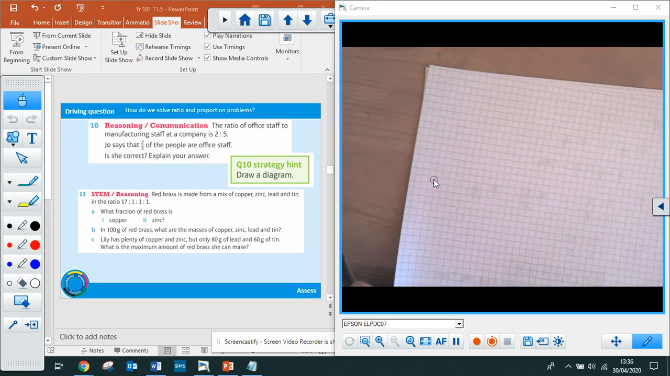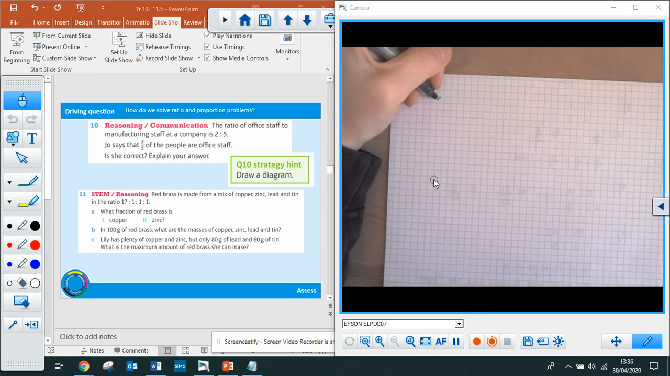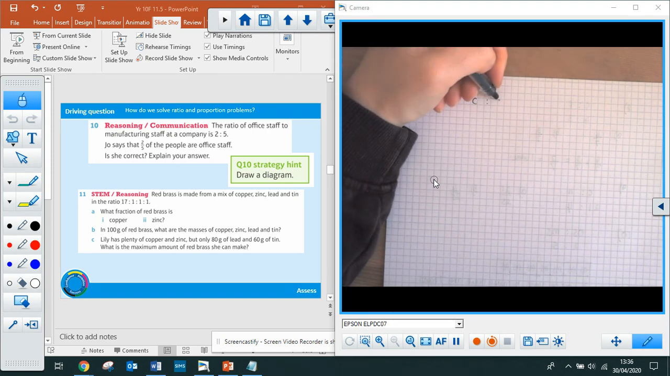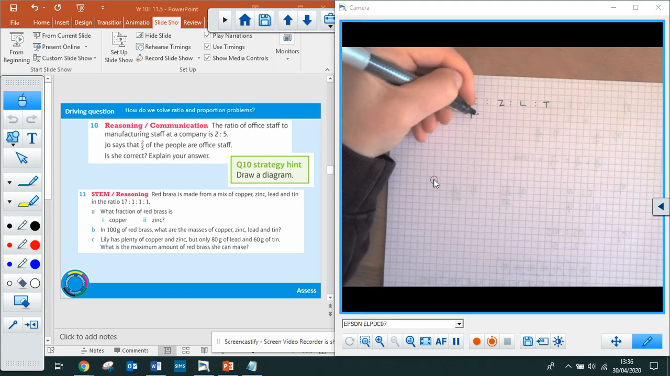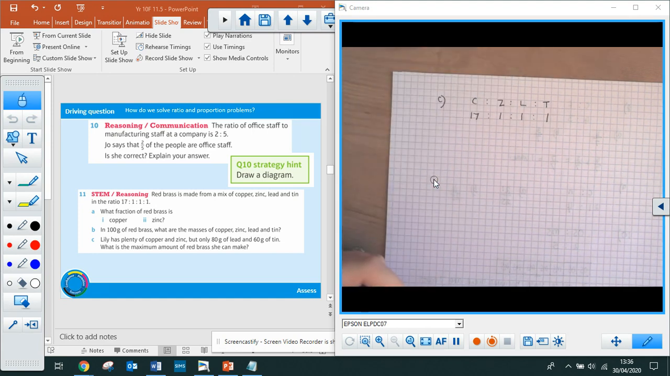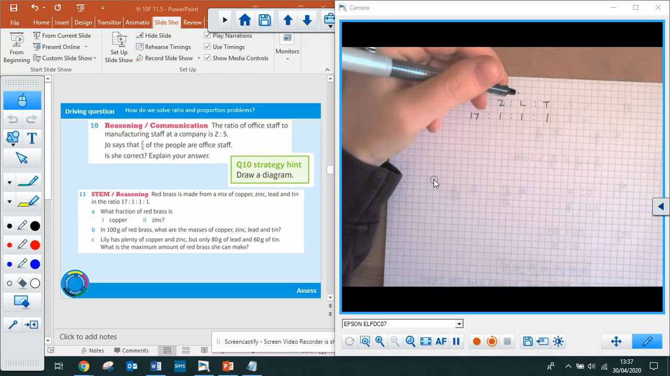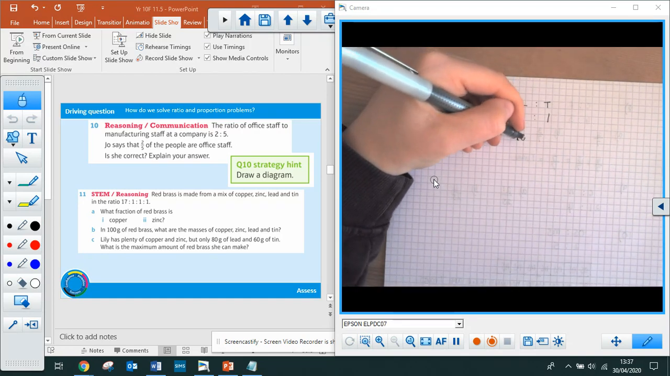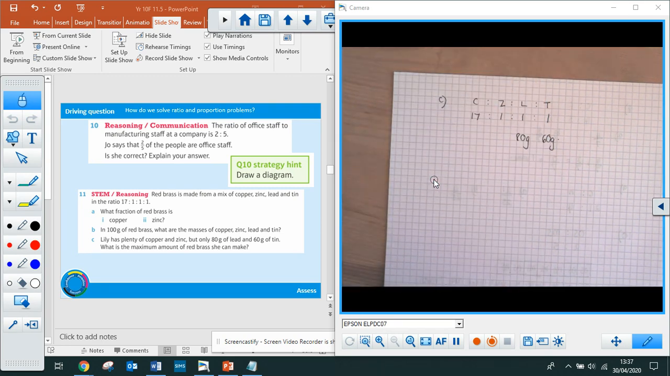So, I'm going to write out my ratio again, because I've just turned the page. So, my ratio is copper to zinc to lead to tin, 17 to 1 to 1 to 1. It's saying she's got plenty of copper and zinc, so these parts are fine, but she's only got 80 grams of lead and 60 grams of tin. What is the maximum she can make?